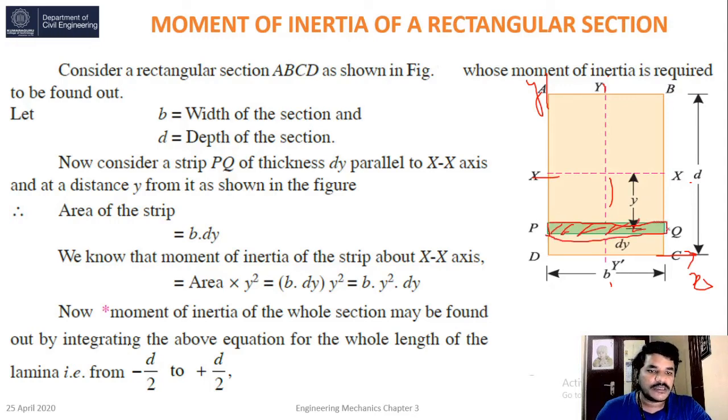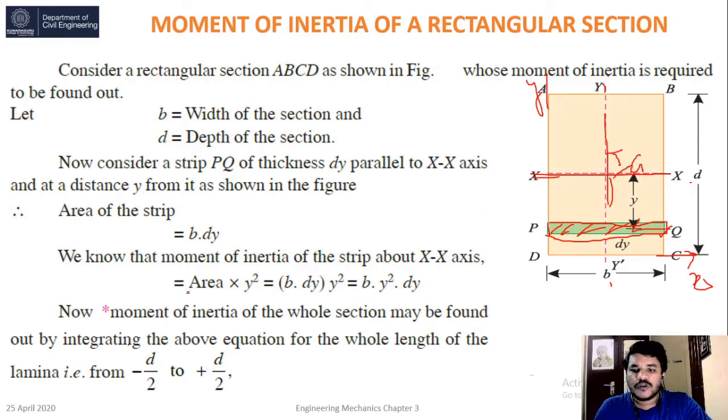The thickness of the strip is called dy, and the width of the strip is equal to the width of the beam. You can name the corners of the rectangle ABCD, PQRS, whatever you want. The area of the strip is b into dy. Now we are going to calculate the moment of inertia of the strip about the centroidal axis, Ig.